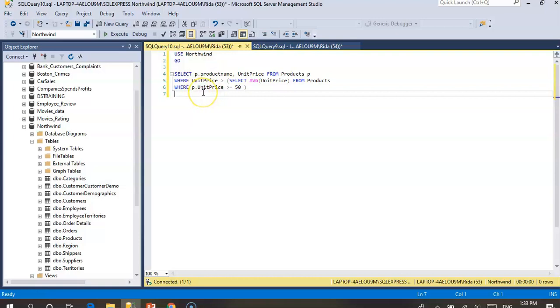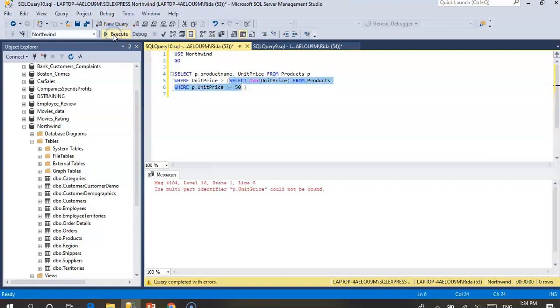P.unit price is part of this query. I'm getting unit price of p. P is products. This is from the main query here, the outer query. So when I put this condition, that means I'm referring to this outer query. So I cannot execute this one alone. Now they are correlated. And if you try to do that, just select this subquery and execute it, you will get an error. So p.unit price could not be found, or could not be bound, sorry.